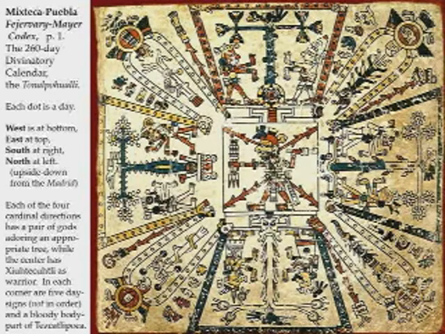Tezcatlipoca means smoking mirror. This is the mirror that was attached to where his foot should be. And he's cut up and set in the 4 corners of the universe in this same diagram. The Aztec version of this diagram is a bit tidier because the Aztecs were on the ascendant and the Maya were kind of decadent.